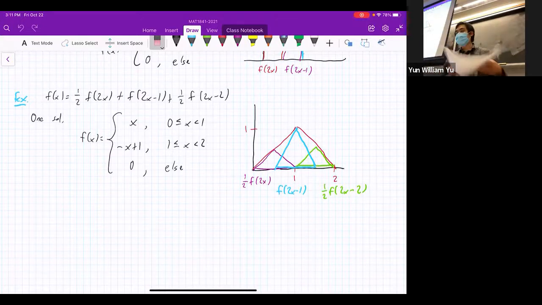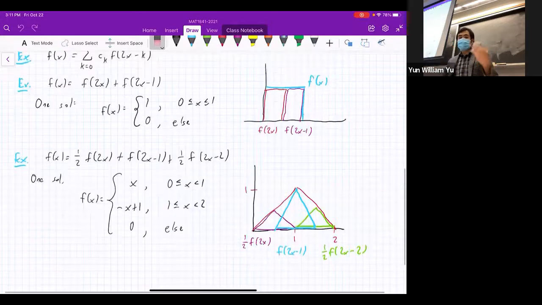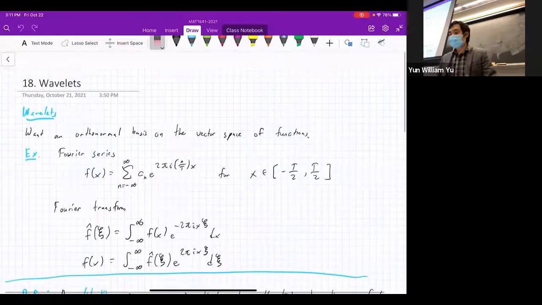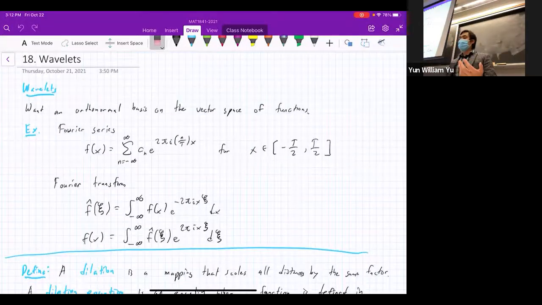So what did we do last time? Well, last time we started talking about wavelets. What we wanted was an orthonormal basis on the vector space of functions. And you have already seen that in the form of a Fourier series or the Fourier transform. But that has some disadvantages because it doesn't have locality of its support. Sine waves have continuous support across the entire real axis.